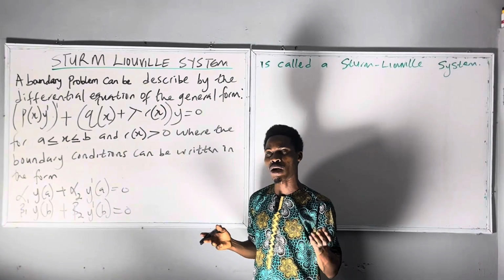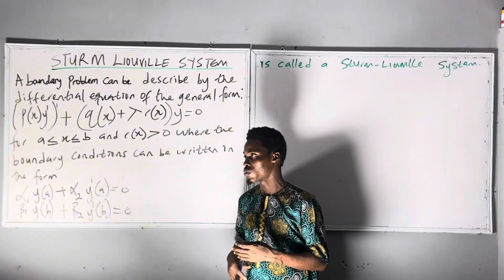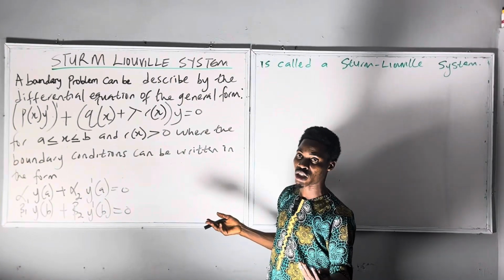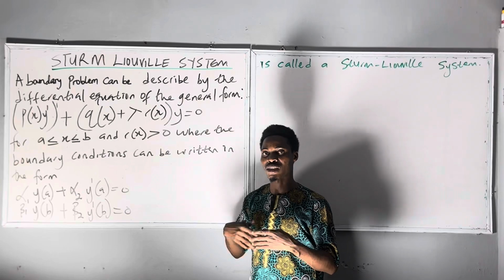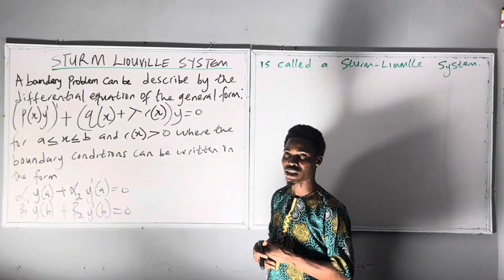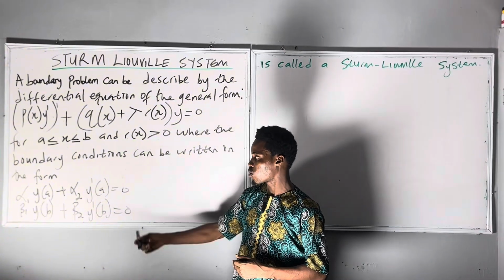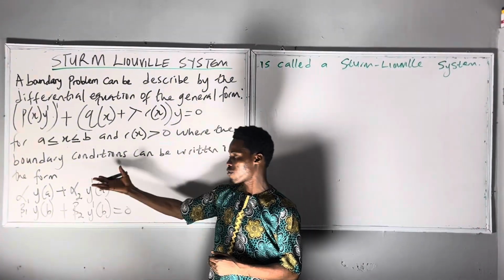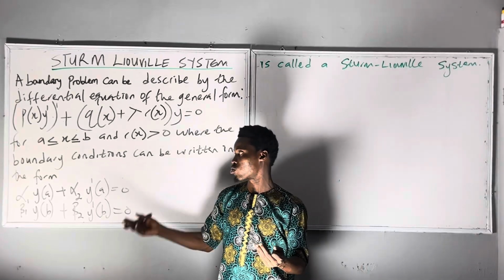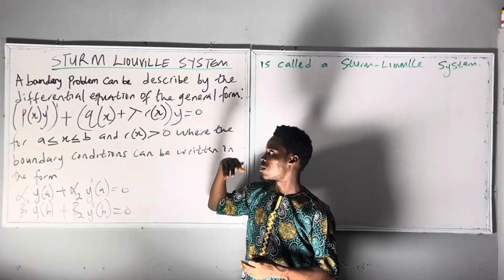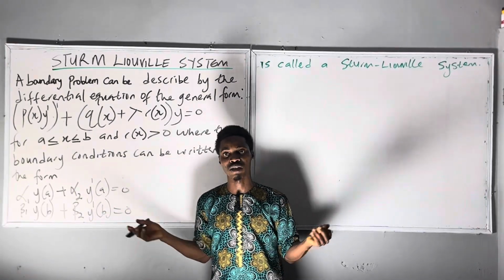In the one I uploaded before, I discussed on my channel, if you see a second order homogeneous differential equation, how can we say it satisfies a Sturm Liouville system? Is it a form of Sturm Liouville system or not? And we consider this boundary condition alpha and beta, where alpha and beta are real constants. Also, our P of x, Q of x and R of x are continuous on a and b.